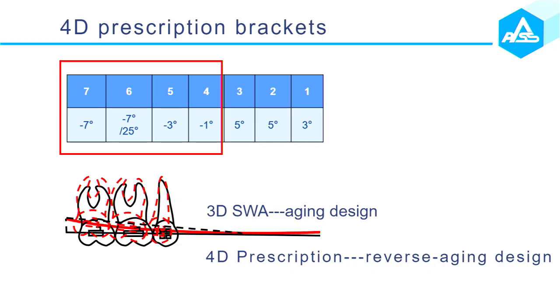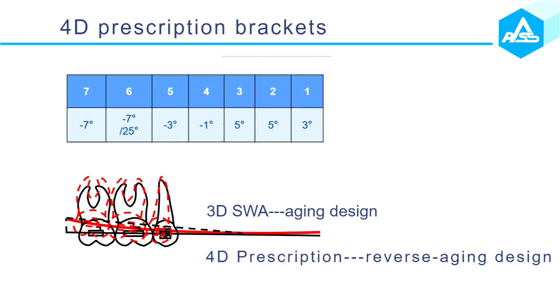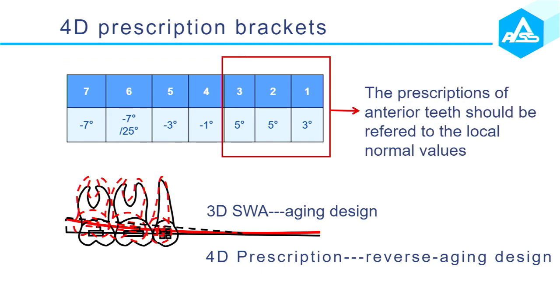We don't level posterior teeth. For anterior teeth prescription, we use Chinese normal. If you have Taiwan normal, you can use that.